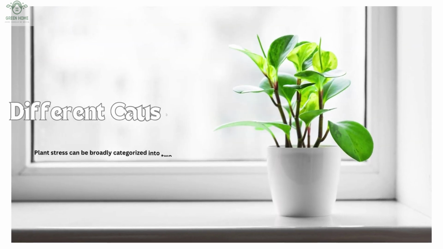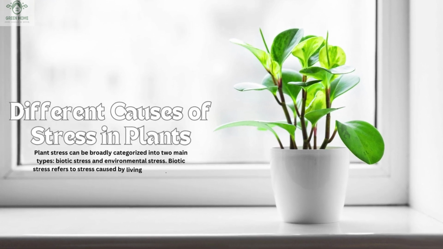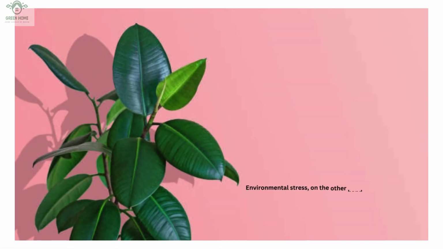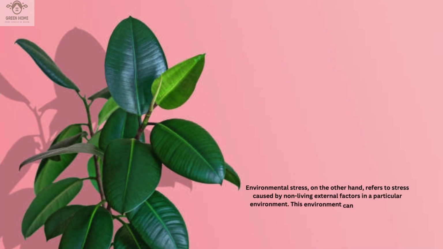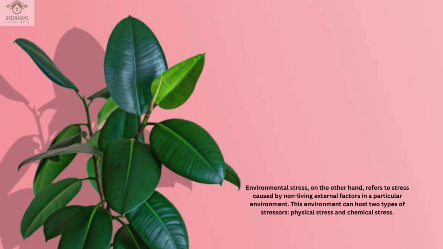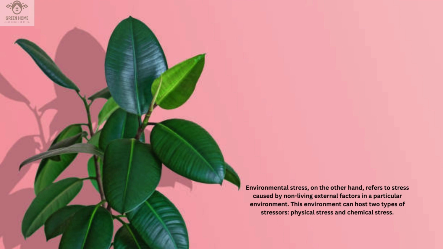Different causes of stress in plants. Plant stress can be broadly categorized into two main types: biotic stress and environmental stress. Biotic stress refers to stress caused by living external factors such as animals, humans, bacteria, and other plants like weeds that threaten the plant's life. Environmental stress, on the other hand, refers to stress caused by non-living external factors in a particular environment. This environment can host two types of stressors: physical stress and chemical stress.